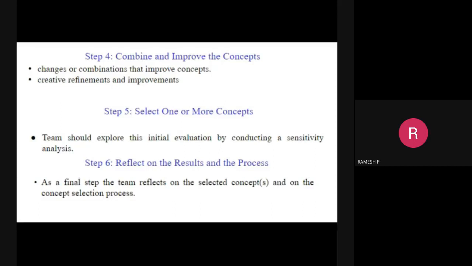As the final step, the team reflects over the selected concept and the concept selection process. Everyone on the team should feel comfortable that all the relevant issues in a specific concept have been discussed. They should consider each and every aspect. The concept should have the greatest potential to satisfy its customers, and it should be economically successful. There is no debate. It should satisfy the customer, it should be commercialized successfully. That much confidence should be developed at the last stage of concept scoring.